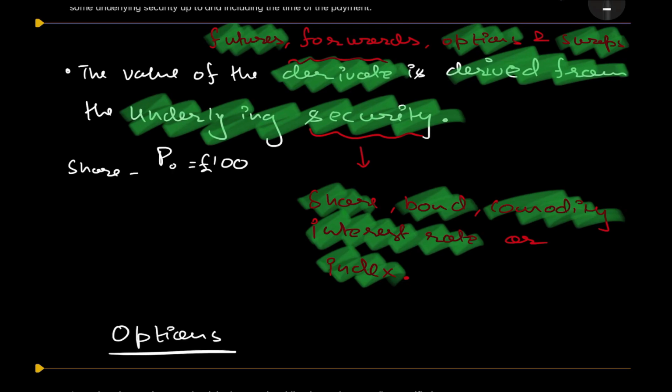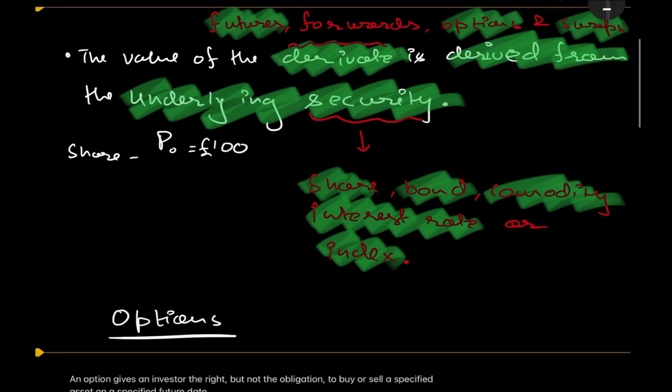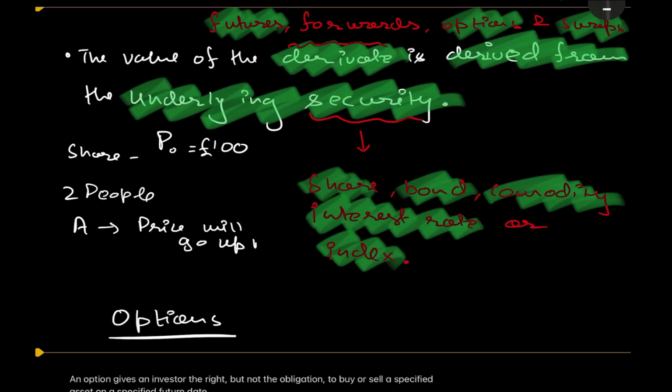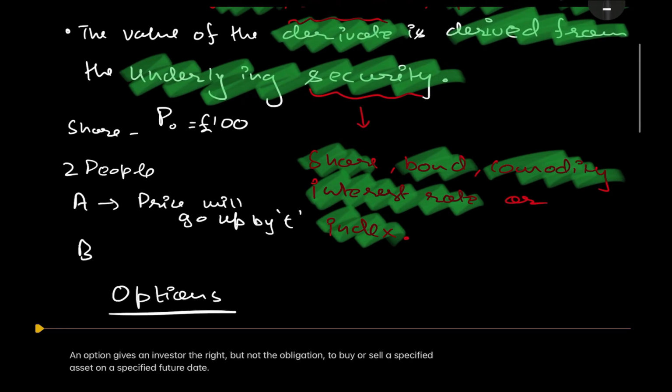Now, let's just say there are two people, okay, and I'm describing a forward here. So there are two people. Okay, there is person A who believes that the price will go up by time t. Okay, and there is person B who believes that it will go down.